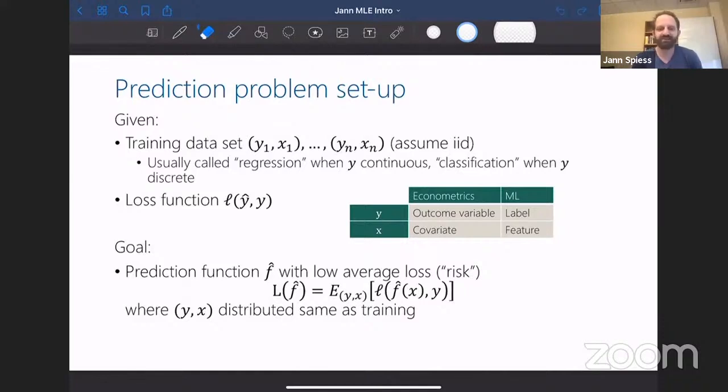Now, as I said, this looks very, very similar to classic econometrics. One first difference between machine learning and econometrics here is simply that these things are called differently in the econometrics world versus in the machine learning world. So as you may have seen when you've read papers across literatures, y is usually called an outcome variable in econometrics and a label in machine learning, while the x variables are typically called features in machine learning. But very much this looks just like a typical regression setup as we know it.